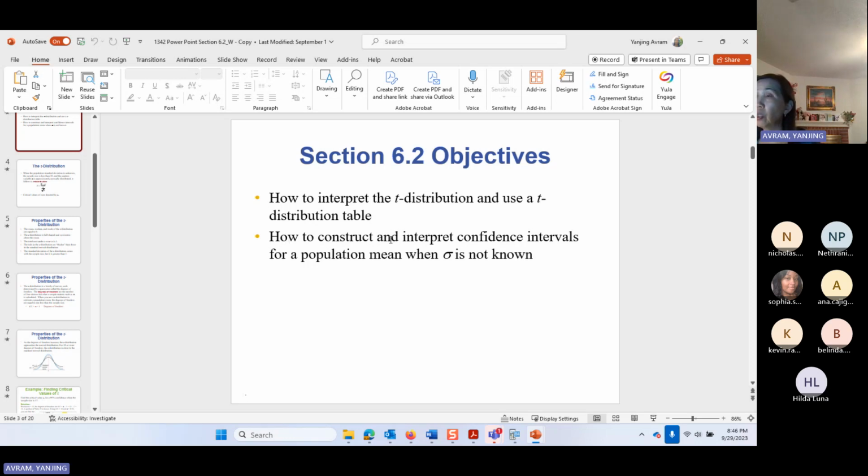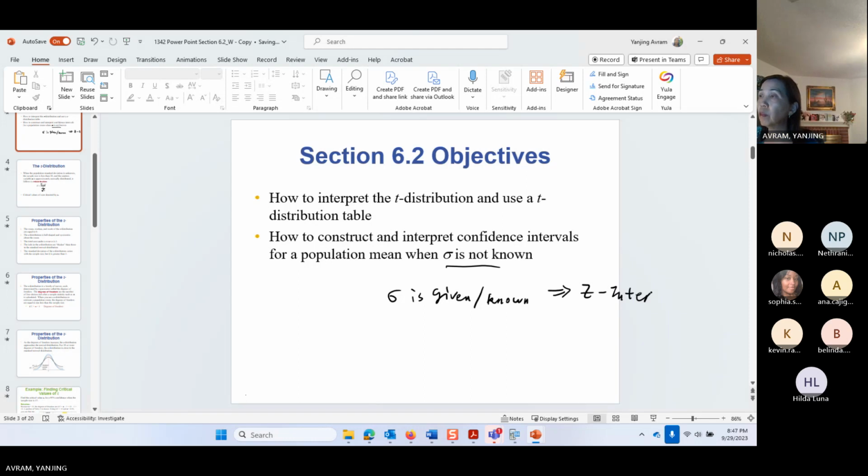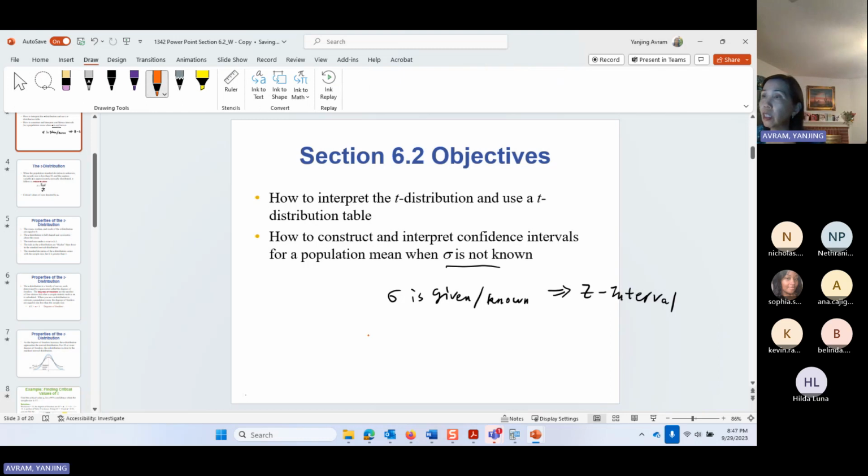We want to construct the confidence interval for the population mean when sigma is unknown. In the fourth section we had sigma given. When sigma is given or known, we use what is called the z interval. In this section, sigma is unknown.